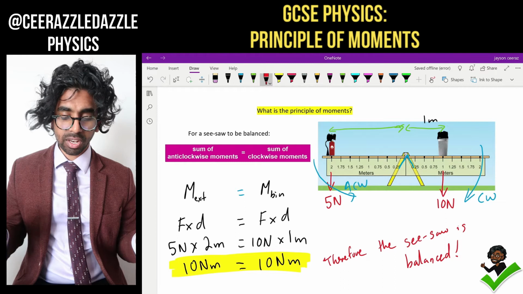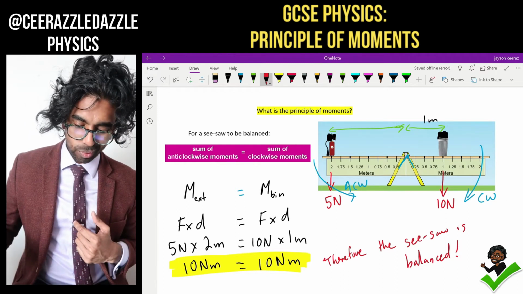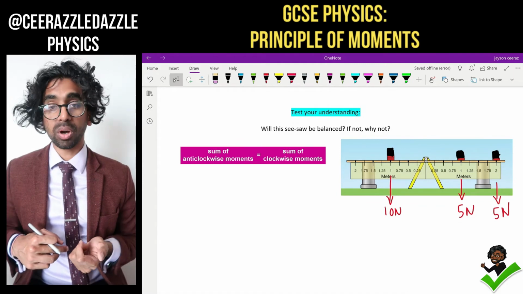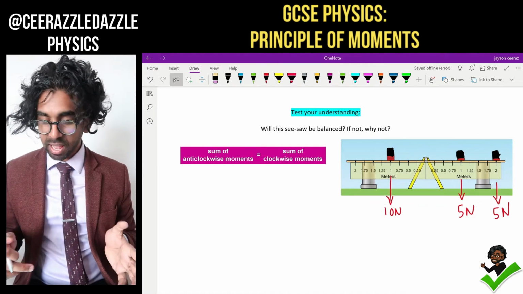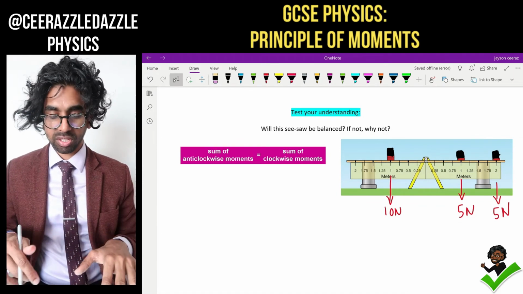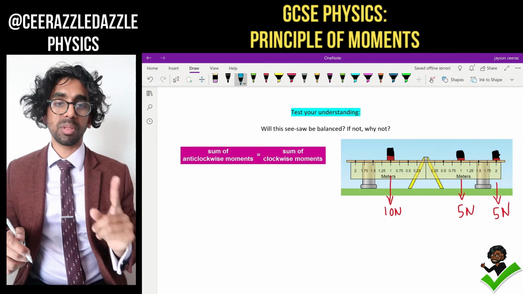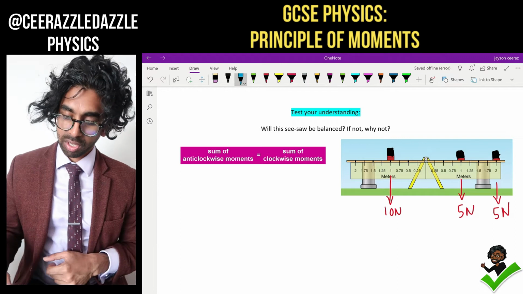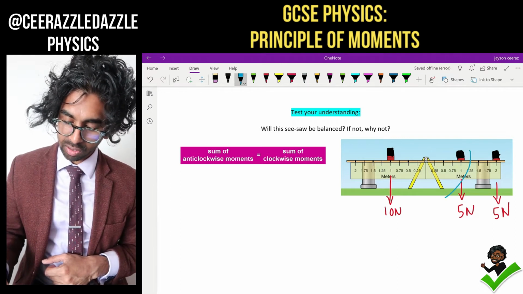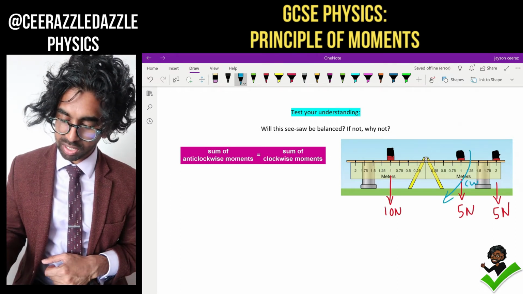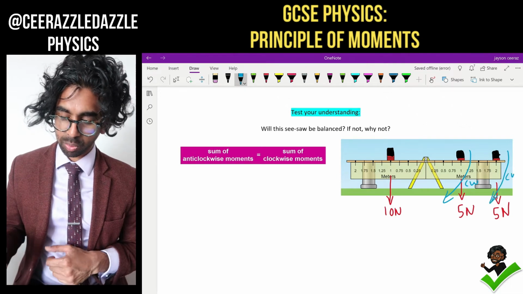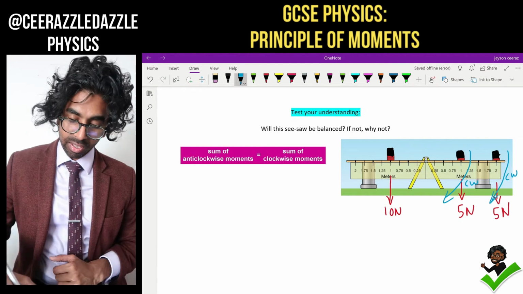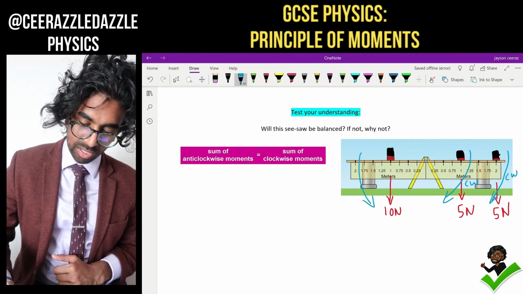Wonderful stuff. Let's look at another one, a little bit harder. So, test your understanding. Will this seesaw be balanced? If not, why not? So we've got now 3 bricks on this seesaw. Let's first of all, step number 1, identify which ones are clockwise and which ones are anti-clockwise. So this one is a clockwise moment. This one is a clockwise moment as well. They'll both try and spin the beam clockwise separately. This one is anti-clockwise.